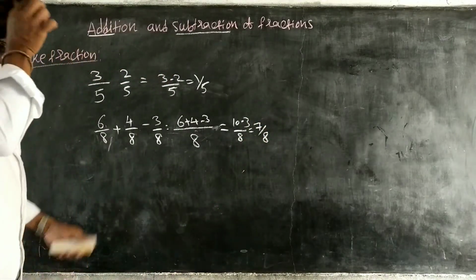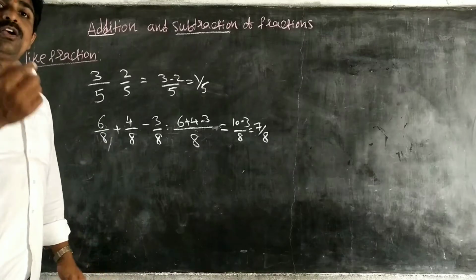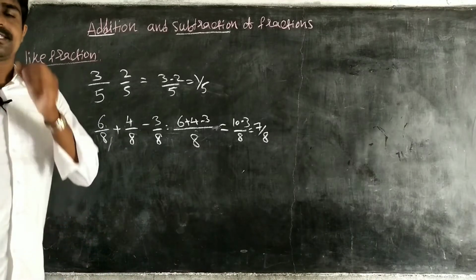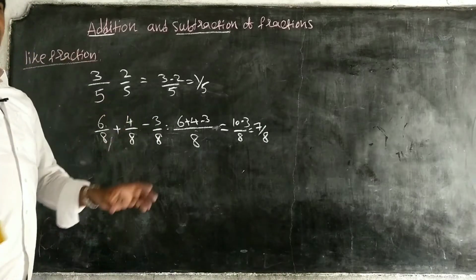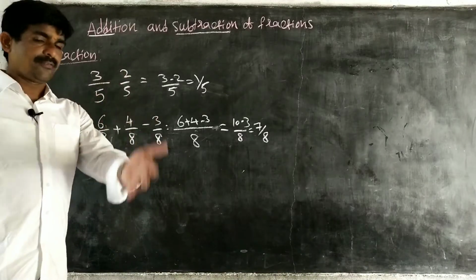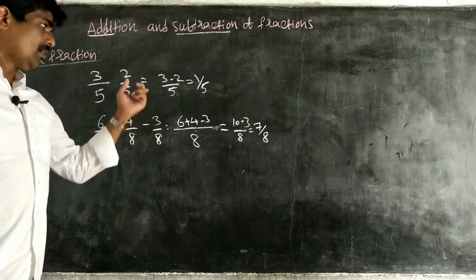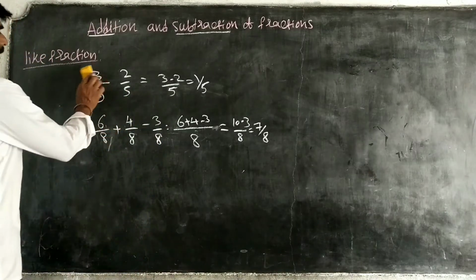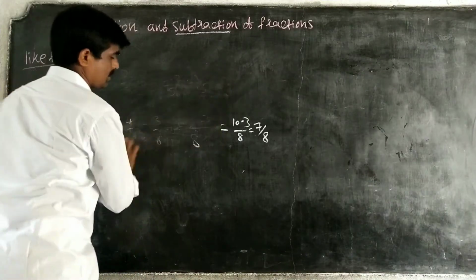This is for like fractions. If we are going for unlike fractions, it is a little bit confusing. Same as before: comparison of fractions, the way we followed, the same method only, we follow for unlike fractions. Okay? Right. Next.